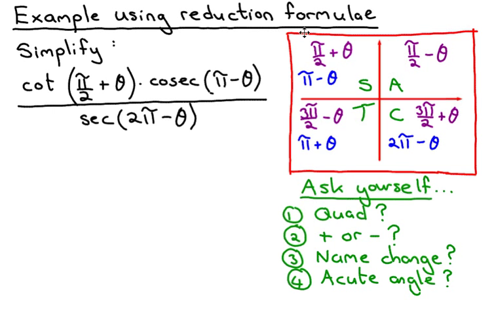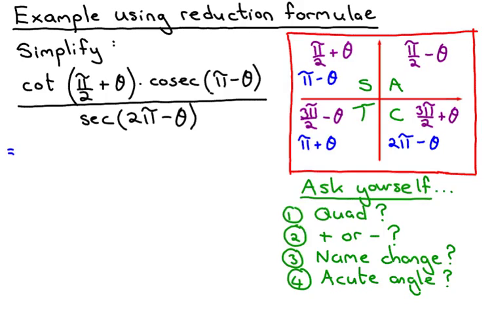Now I've drawn a little cast diagram on the right hand side just to help me along, plus a set of questions that you must take note of every time you do a simplification or a proof involving reductions. Okay, so let's have a look. When you're doing a question like this, you need to just go one reduction at a time. So let's first look at cot of pi over 2 plus theta. So I'm going to ask myself these questions that I've written on the right.